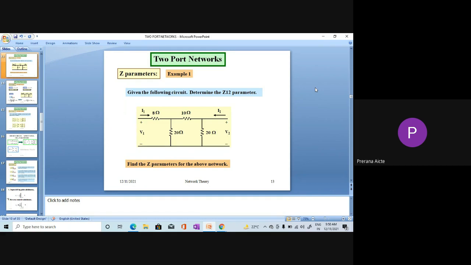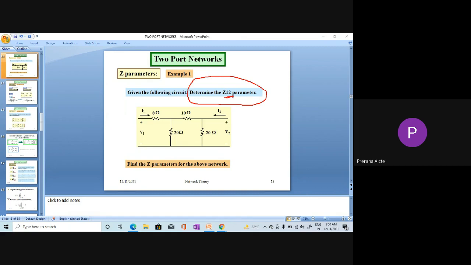Given the following circuit, determine the Z12 parameters. Try to look at the question. They are asking about the Z12 value. For the sake of understanding, I will discuss all the parameters, not an issue. But in the examination, in this previous question paper, they are asking for the Z12 value. So how do we find the Z12 parameter?